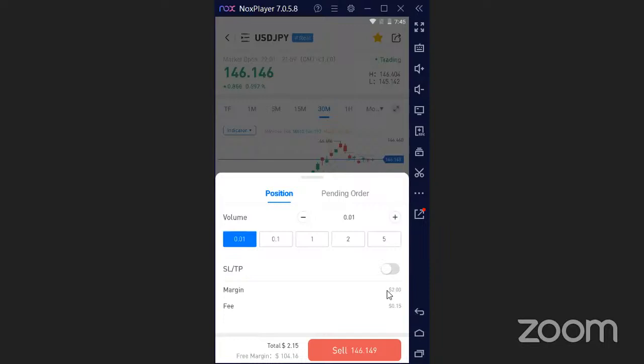So the volume is the amount you want to risk, the amount you want your trade to start cutting when you are losing, or how much you want it to go. That is your volume. And we have different lot sizes. We have 0.01, we have 0.1, we have the one lot size, we have the two lot size, then we have the 5 lot size.